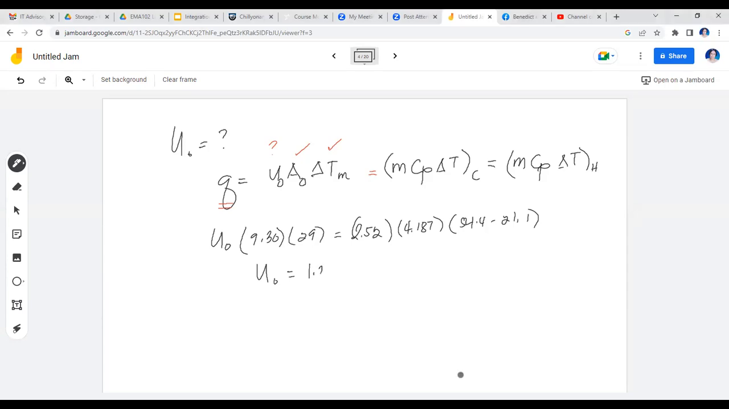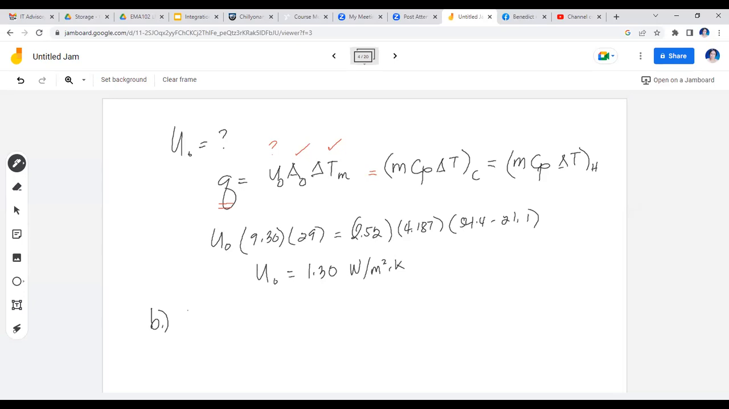So is it 1.30 watt per square meter per Kelvin? So 54.4, we subtract 21.1 and multiply it with 4.187 and 2.52, divided by 29 and 9.30. So my answer is 1.30, okay? So the only difference with letter B is that you're going to use a different figure.